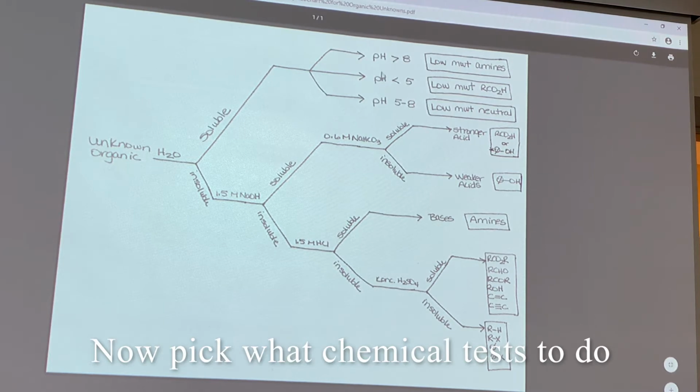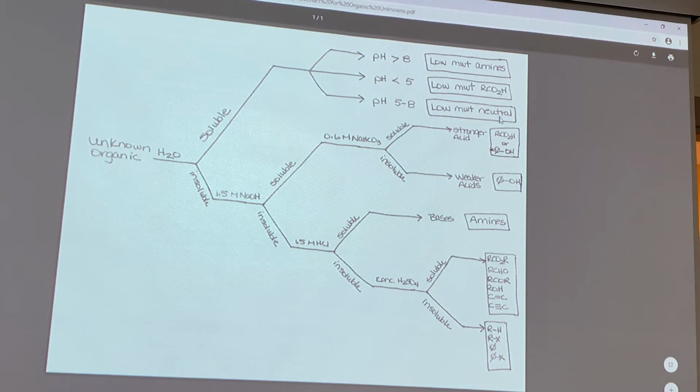So if it is one of these, then we know what other chemical tests we may want to do for these particular classes. And if it's neutral, that could be alcohols, aldehydes, ketones. If it was a low molecular weight ester, it would have to be fairly low, but that could fit in there as well.